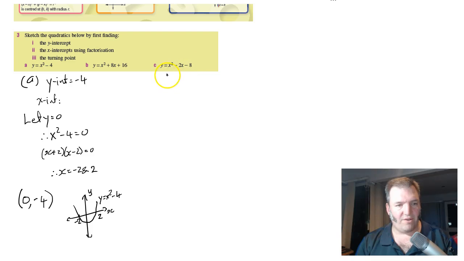Let's try the tricky one over here. Let's try C. And let's see how we go. So the y-intercept is going to be the number at the end again, so that's negative 8. The x-intercept, I'm going to factorize and solve. So I let y equal 0. Therefore, 0 equals x squared minus 2x minus 8.